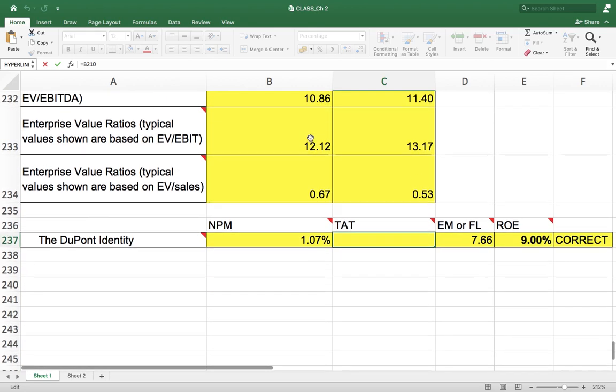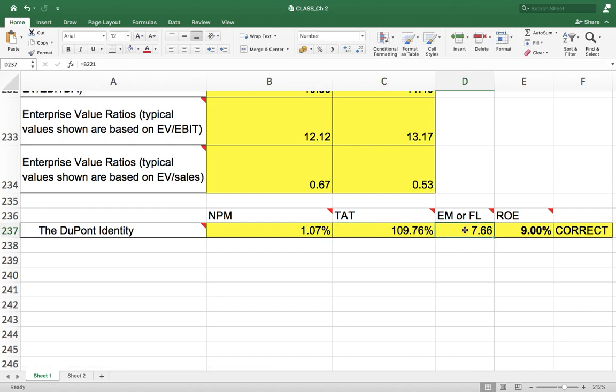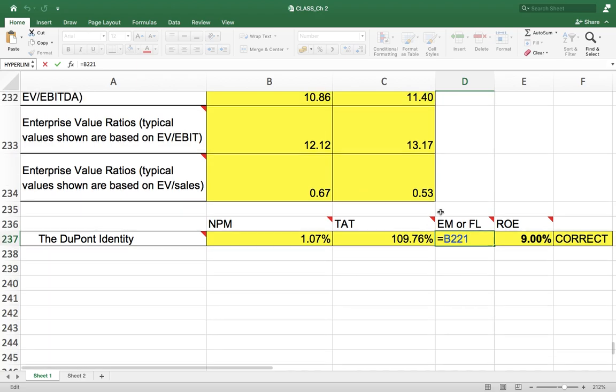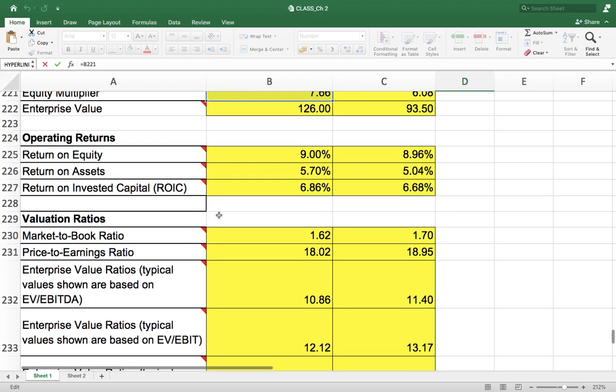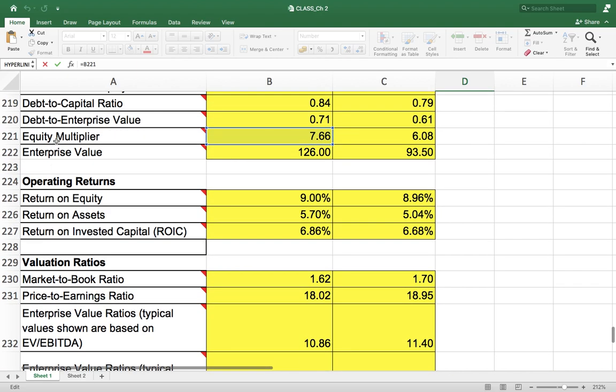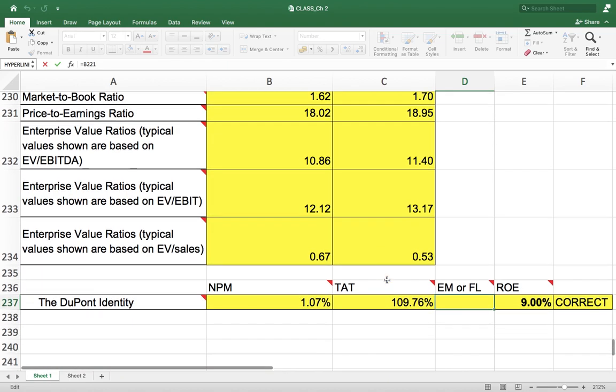Then, for financial leverage or equity multiplier, we have used B221. So, in 221, we have calculated the equity multiplier. Equity multiplier is 7.66. We have calculated here.